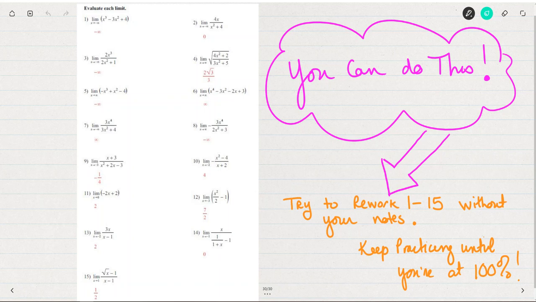You can do this. Math isn't just based on, well, how smart am I or how good am I at math? Forget that mentality. You're as good at math as you allow yourself to be. Practice, practice, practice. Work harder and you'll be amazed at how much easier it becomes.